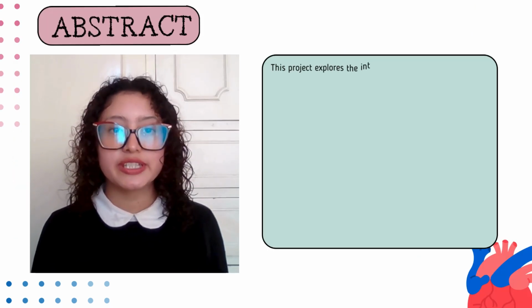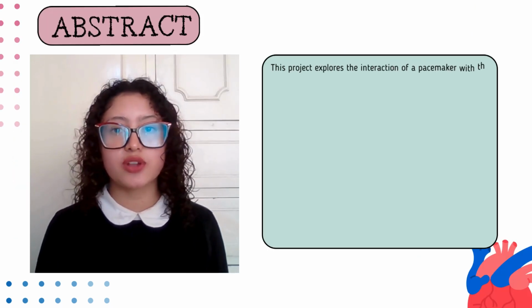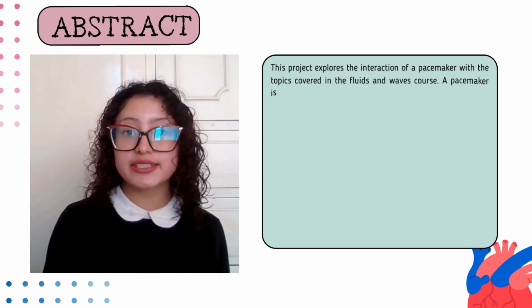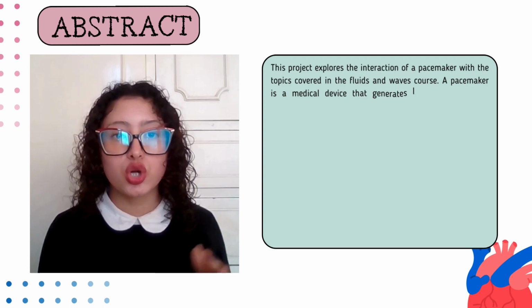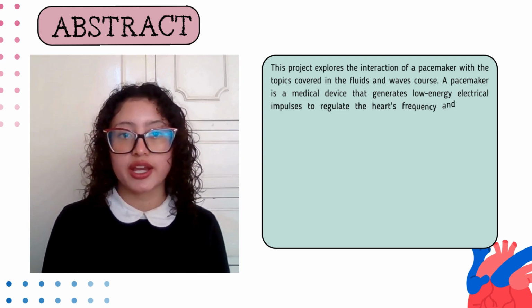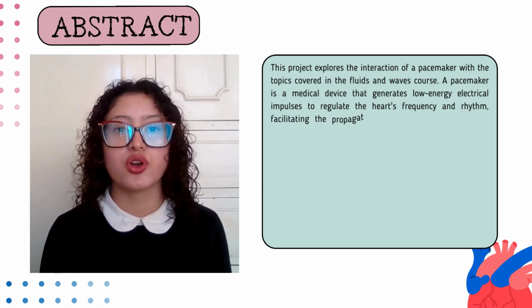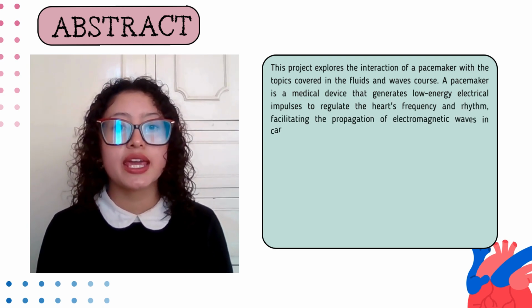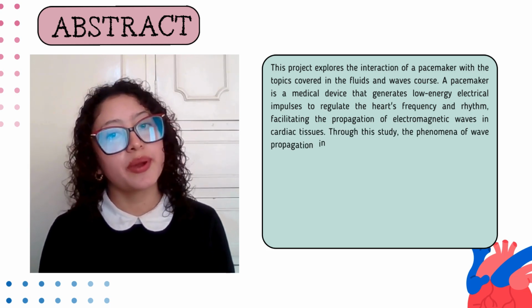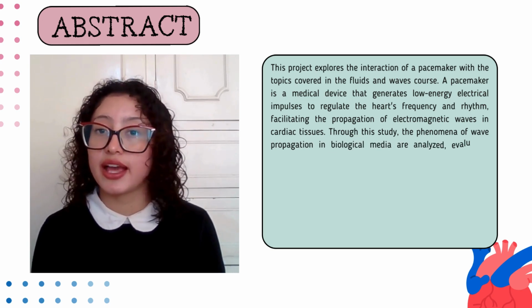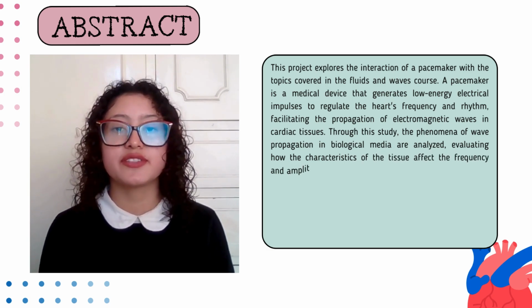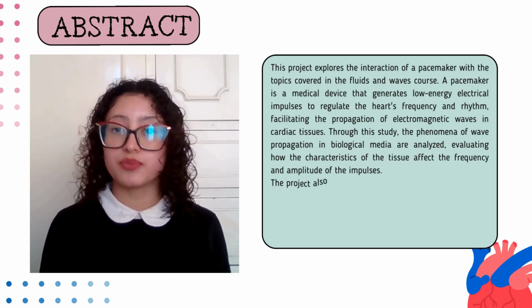This project explores the interaction of a pacemaker with the topics covered in the Fluids and Waves course. A pacemaker is a medical device that generates low energy electrical impulses to regulate heart rate and rhythm by facilitating the propagation of electromagnetic waves in cardiac tissues. Throughout this study, the phenomena of wave propagation in biological media are analyzed, evaluating how the characteristics of the tissue affect the frequency and amplitude of the impulses.